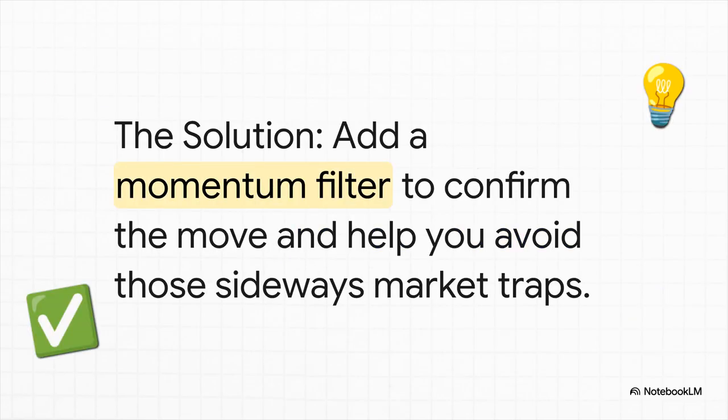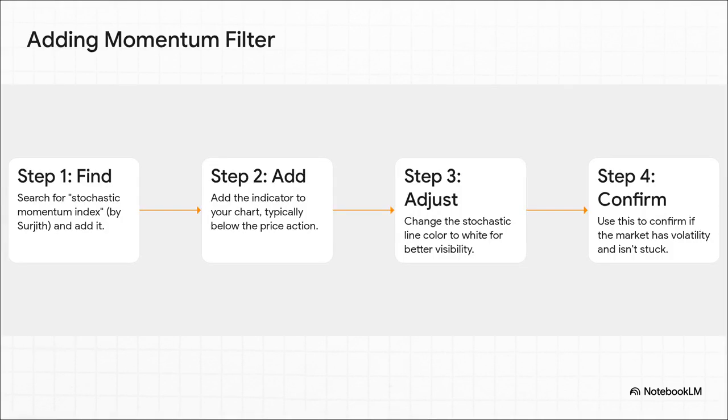So how do we fix that? Well, we bring in a partner. We're going to add a second indicator, but this one has a totally different job. It's not here to tell us the trend. It's here to act as our bouncer, our filter. It's going to confirm whether there's any real oomph, any momentum behind a move, so we don't get faked out in those choppy markets. And that second indicator is the Stochastic Momentum Index.